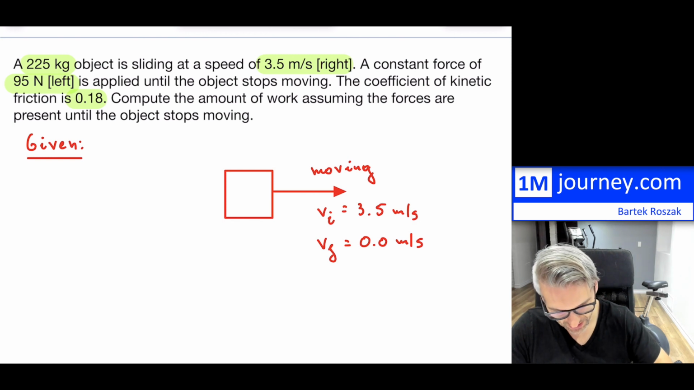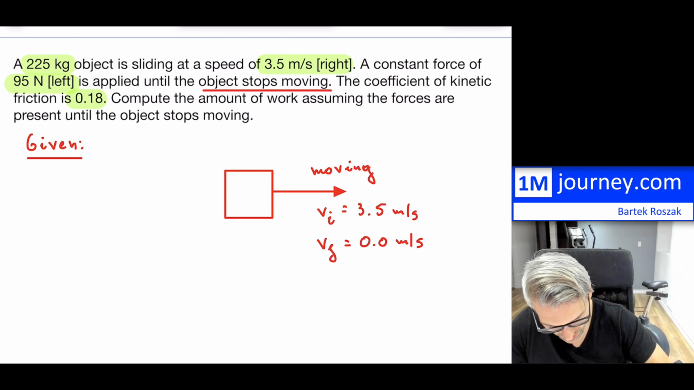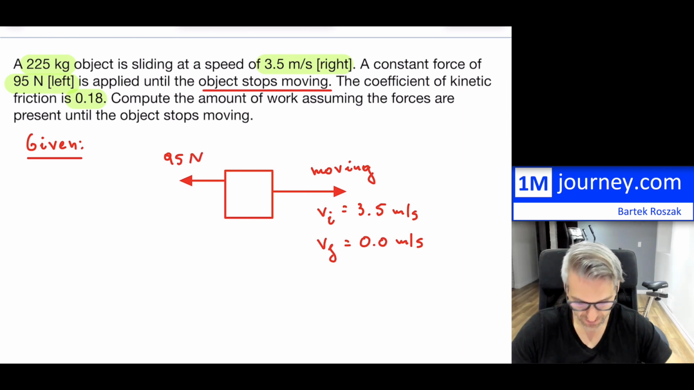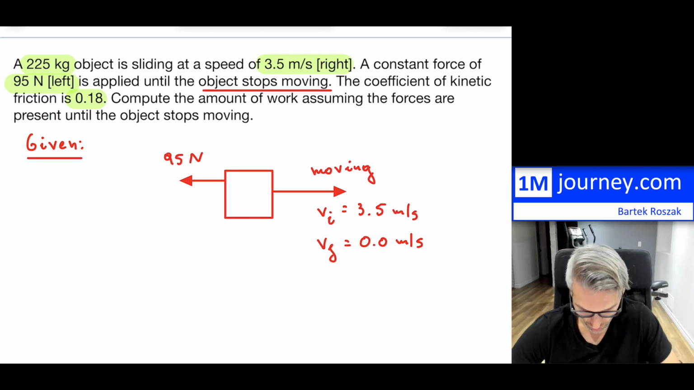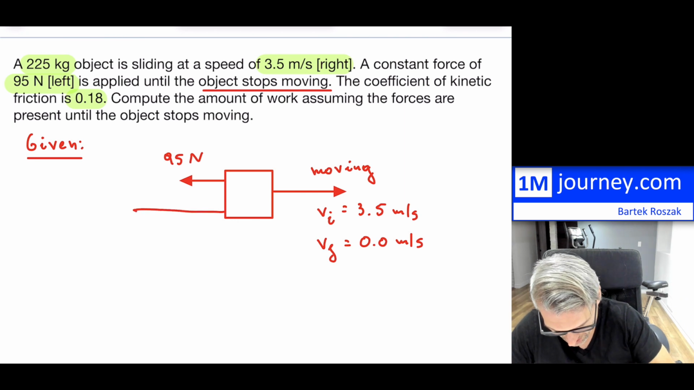Now how do I know that? Because it tells me that the force is applied until it has stopped moving. So now, what else do I have? I have my forces. Here's one of them, 95 newtons to the left. That force is trying to stop this object from moving on. But the other force that is going to be stopping it is the kinetic friction force. I don't know exactly how big this will be, right? This is going to be the force of the kinetic friction.